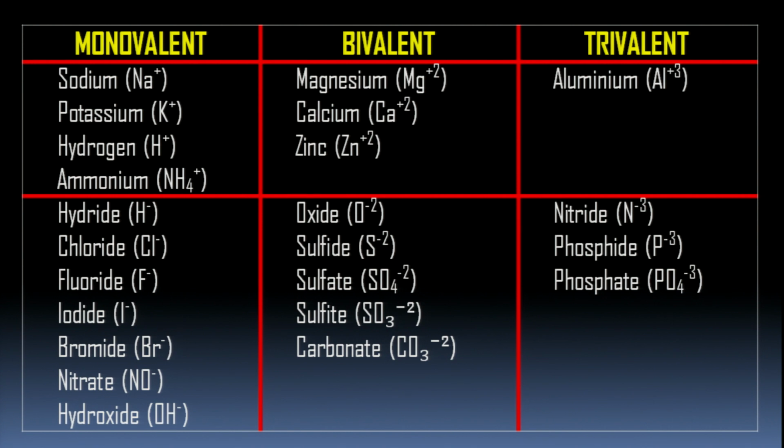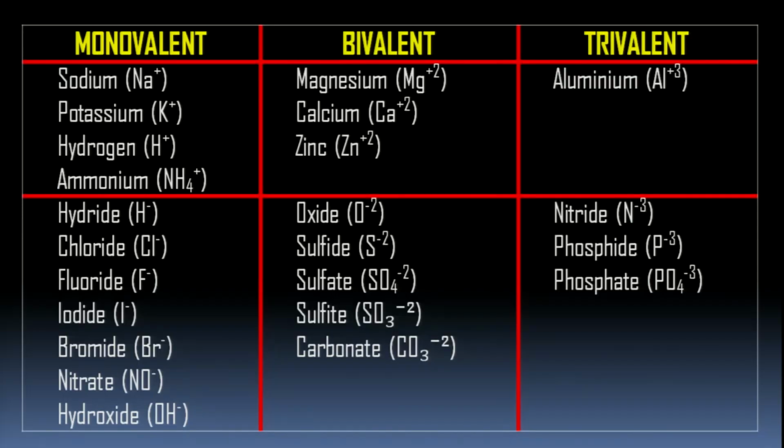Monovalent. Let us go for the positive valencies: sodium Na+, potassium K+, hydrogen H+, ammonium NH4+. Because we have discussed there are certain groups of atoms that can also have valencies. But negative valencies are hydride H-, chloride Cl-, fluoride F-, iodide I-, bromide Br-, nitrate NO3-, hydroxide OH- as a whole. Then bivalent: magnesium 2+, calcium 2+, zinc 2+.